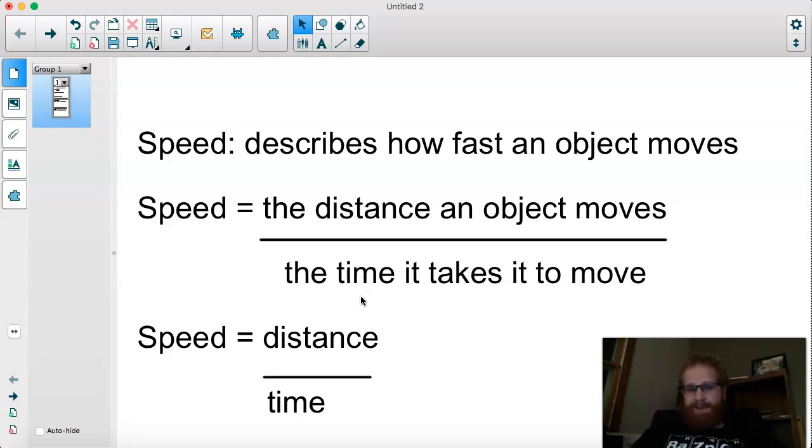Another way of saying this is it's simply the distance that an object moves divided by the time it takes it to move. That's how we describe how fast something moves. In other words, speed equals distance divided by time, or S equals D over T. Cool.